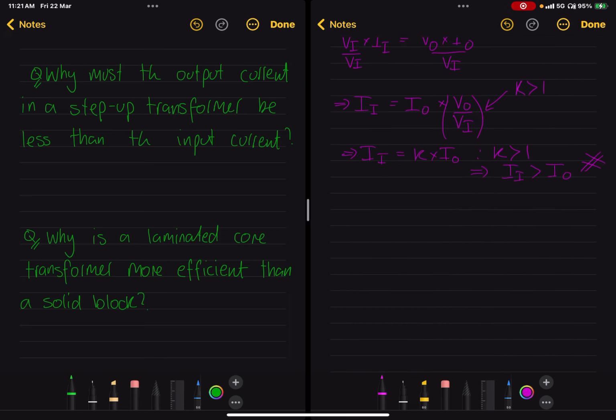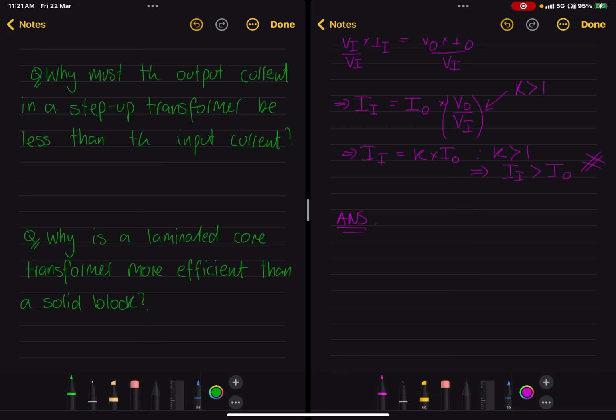Now we have a second part to this question. Why is a laminated core transformer more efficient than a solid block? So this is really a definitional answer. We don't go into this in too much detail in the HSC curriculum. For those of you who go on to study electrical engineering, you'll do a lot more on specifically what types of electrical structures have what properties.